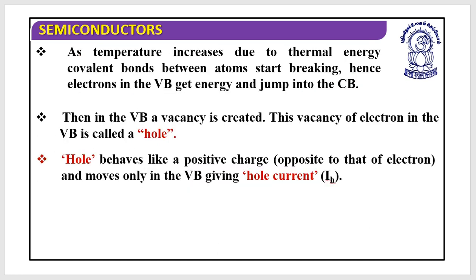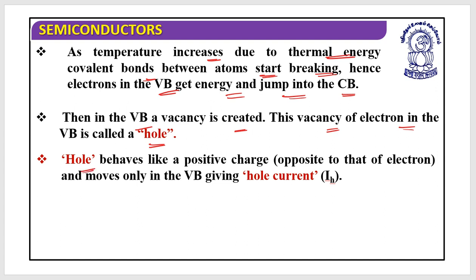So now if we increase the temperature, as temperature increases due to thermal energy, covalent bonds between atoms start breaking, and electrons in the valence band get energy, and when they get energy they jump into the conduction band. Then in the valence band a vacancy is created because that electron has jumped from the valence band to the conduction band, and this vacancy or deficiency of electrons in the valence band is what we call the hole.